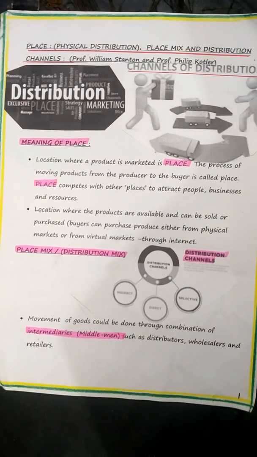Thanks to 3 important people, children, who have contributed to this concept. One is Professor William Stanton, second is Professor Philip Kotler, third is Professor Jerome McCarthy. So 3 people: William Stanton, Philip Kotler, and Jerome McCarthy. Place is one of the 4 elements of the marketing mix, as you all know.